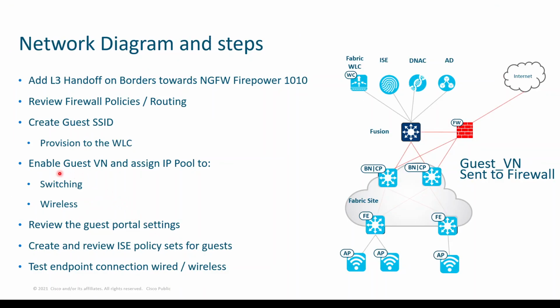Okay, so we have enabled our guest VN and assigned the IP pool to our switching fabric and our wireless fabric. We have seen how DNA Center created the guest portal. So we have reviewed that guest portal and changed a few settings on it. We have also configured and reviewed those policy sets for guests, and we tested the endpoint both on the wired and on the wireless. So on the wired, we're just putting it into the guest VN straight away with no portals or redirection. Whereas on the wireless, we are presenting a portal where the user can do a self-registration.